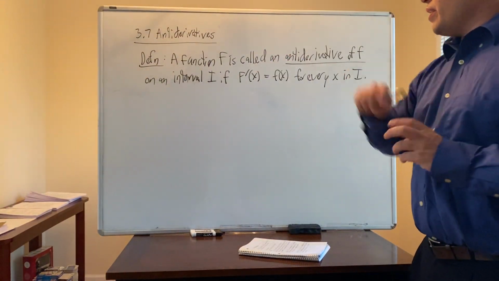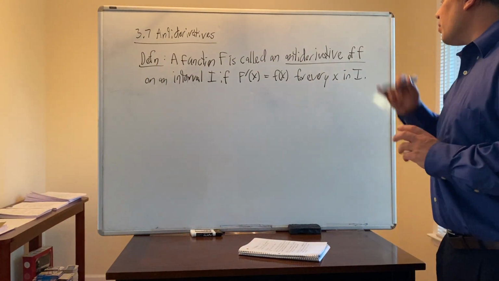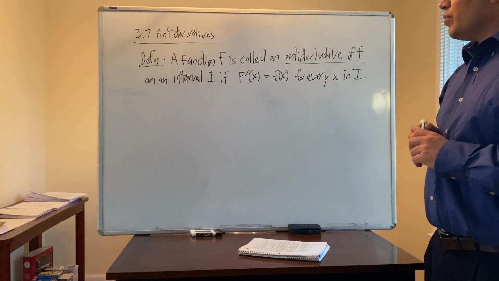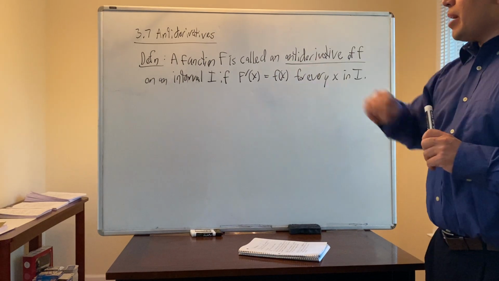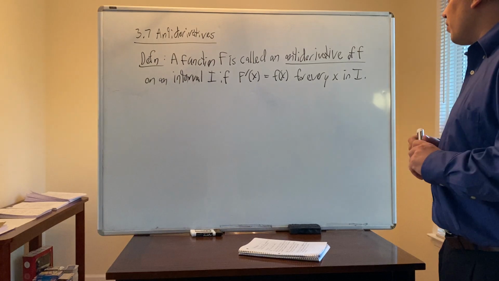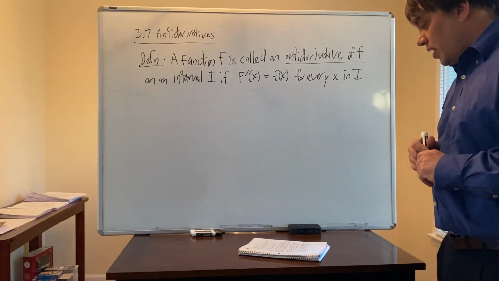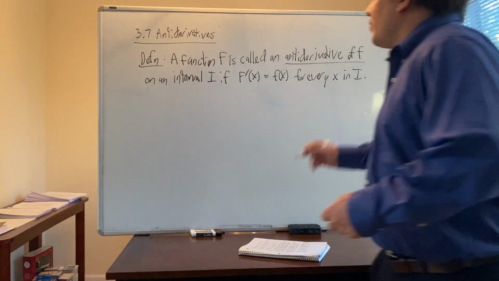Okay, so definition. A function capital F is called an antiderivative of little f on an interval capital I if capital F prime of x equals little f of x for every x in interval capital I. Okay, so here's an example.